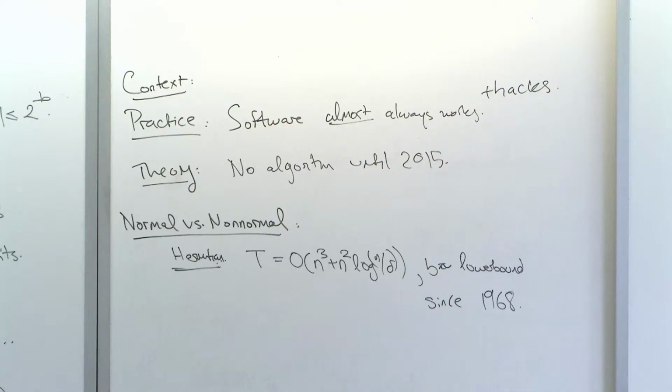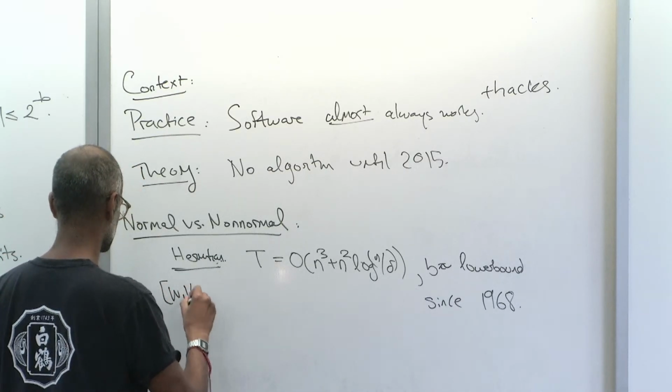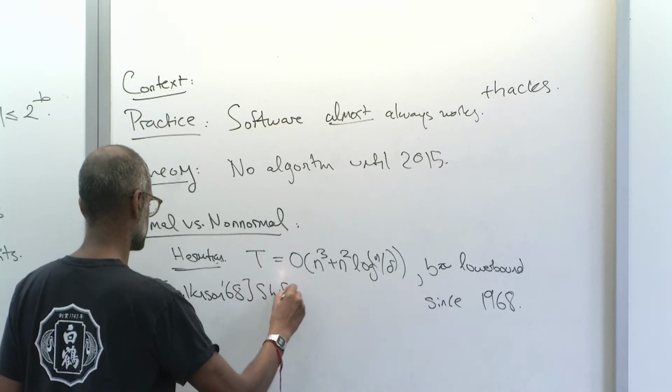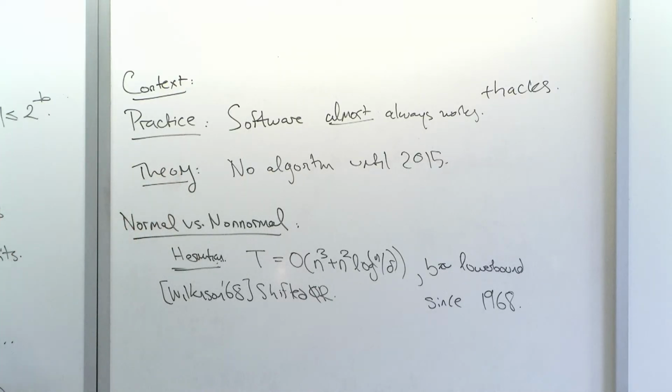Yes? This algorithm that Wilkinson did this analysis for, what is the name of the algorithm? Yeah, so this is a very famous and very good algorithm. This is Wilkinson, 1968. It's called the shifted QR algorithm. This is the algorithm that MATLAB, LAPACK, et cetera, everything use.